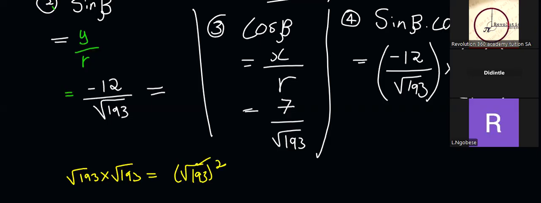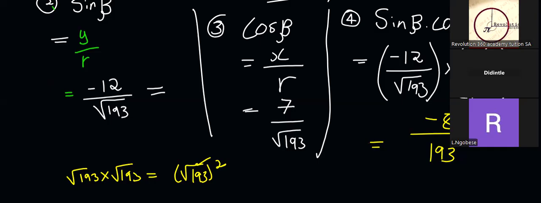And then on the numerator, we'll say minus 12 times 7. What is minus 12 times 7? Minus 84. So here you write minus 84 over 193. This can never be simplified further, which means that is the correct answer.